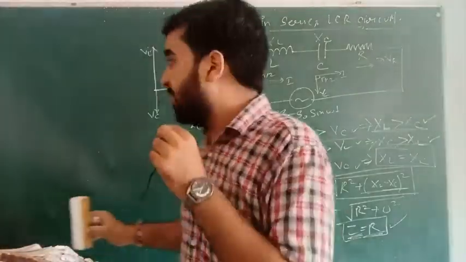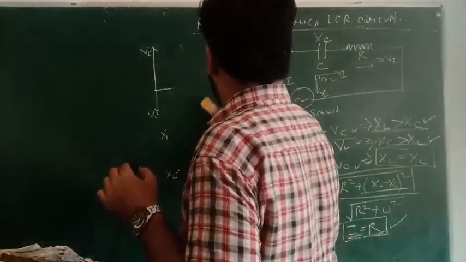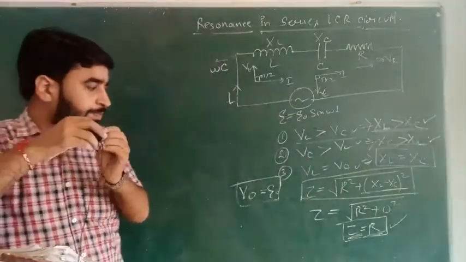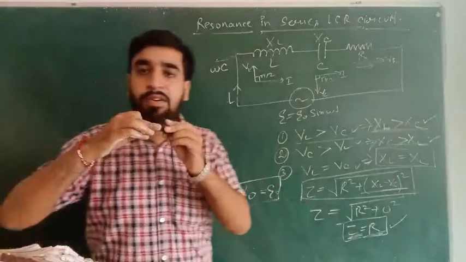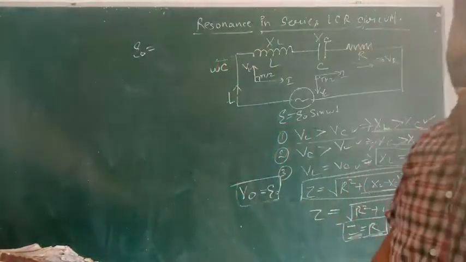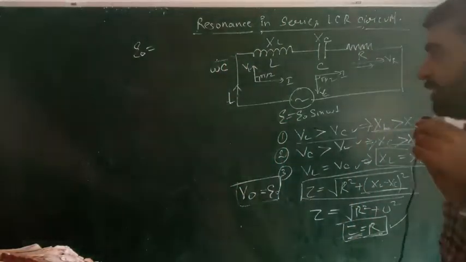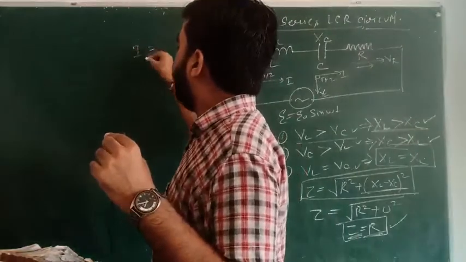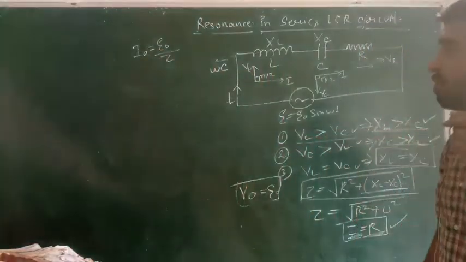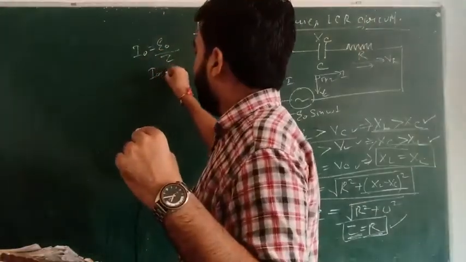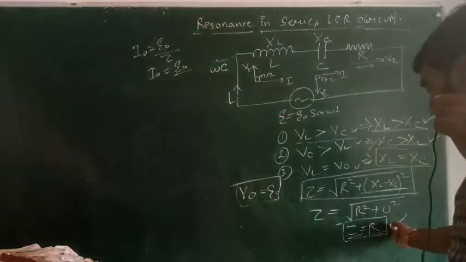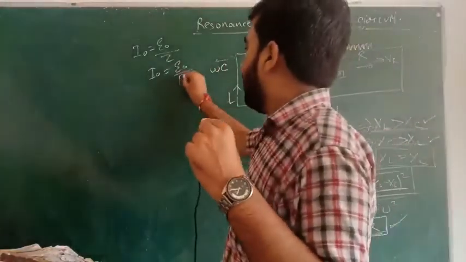So students, what will be the condition? Let me tell you. In this case, when Z is equal to R, how do we calculate E naught? Or current? Current I will be equal to E naught upon Z, the maximum value of current. I naught is equal to E naught upon Z. In the case of resonance, we already have proved Z is equal to R. So I naught is equal to E naught upon R.